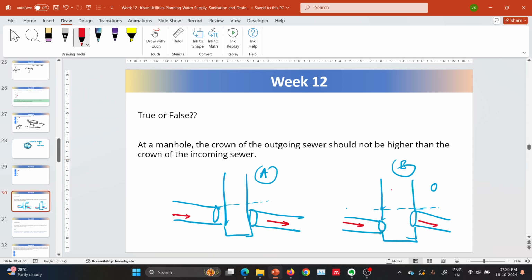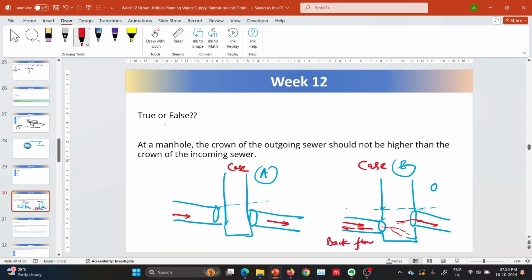If in case B, water will first fill here and then it will go here. Then backflow can also occur in the second case. So backflow.